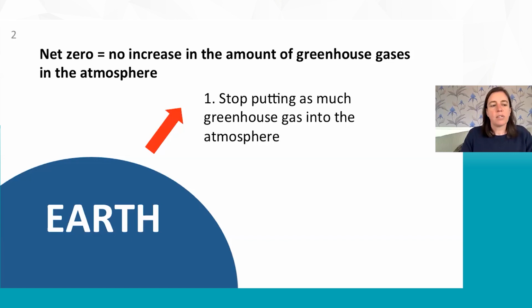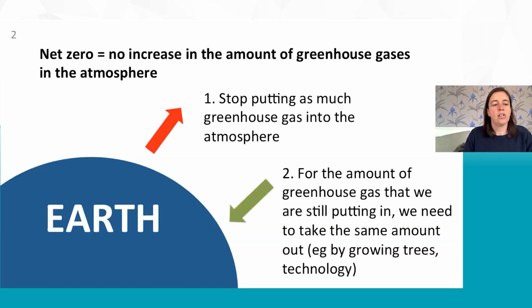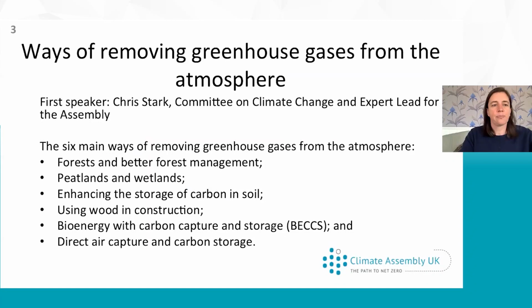But there will always be some greenhouse gas emissions that we can't avoid. For example, there are currently no alternatives to carbon-emitting plane engines, and some greenhouse gas emissions from farming are very hard to avoid. So for those emissions that we can't avoid, we need to take the same amount of emissions out of the atmosphere. And today we're going to be talking in more detail about the different ways of removing greenhouse gases from the atmosphere, and then we're going to ask you to discuss and decide your recommendations. Moving on to slide 3.